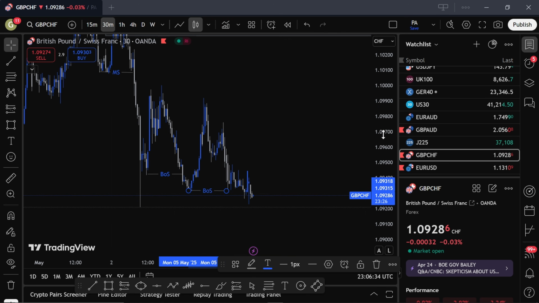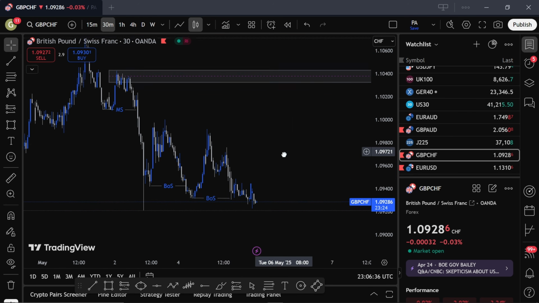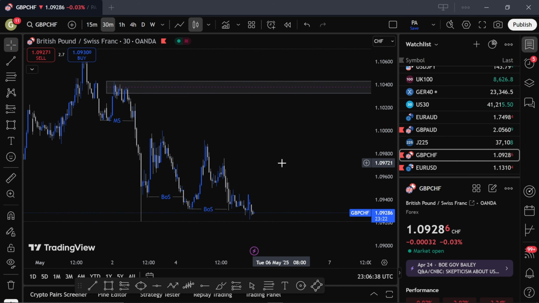We had a break of structure right there. And then another break of structure right here. Now, this is clear evidence that the market is on the downside, so we should only be looking for selling opportunities. And to top it all off, we have a level here, which is a great level for us to sell from.